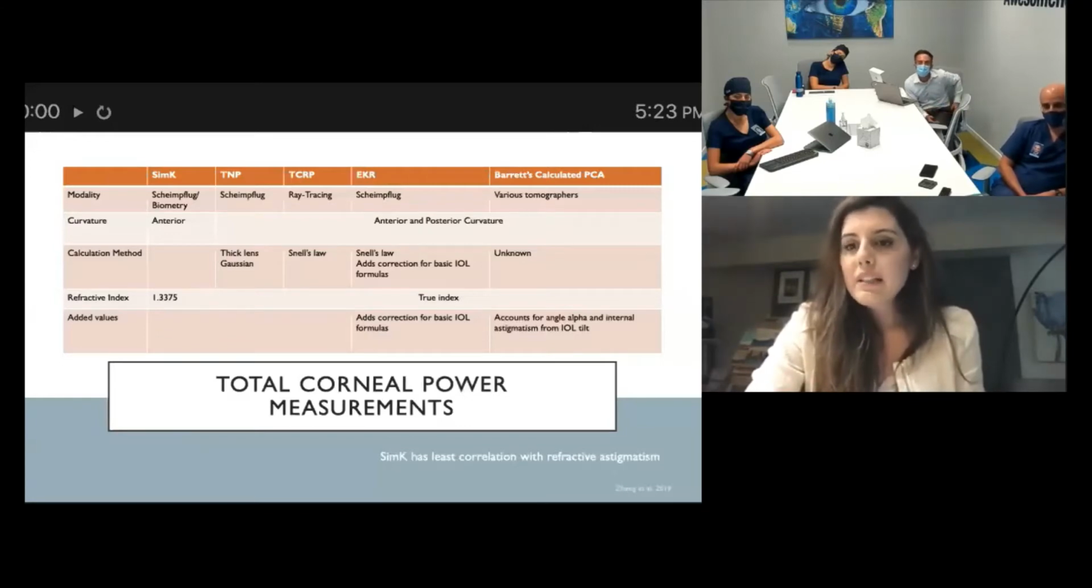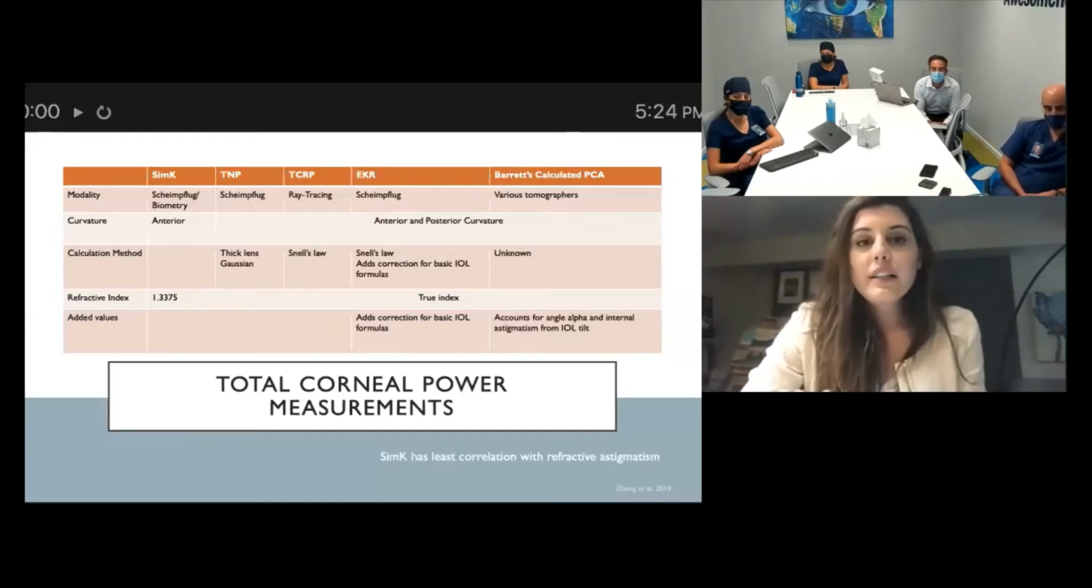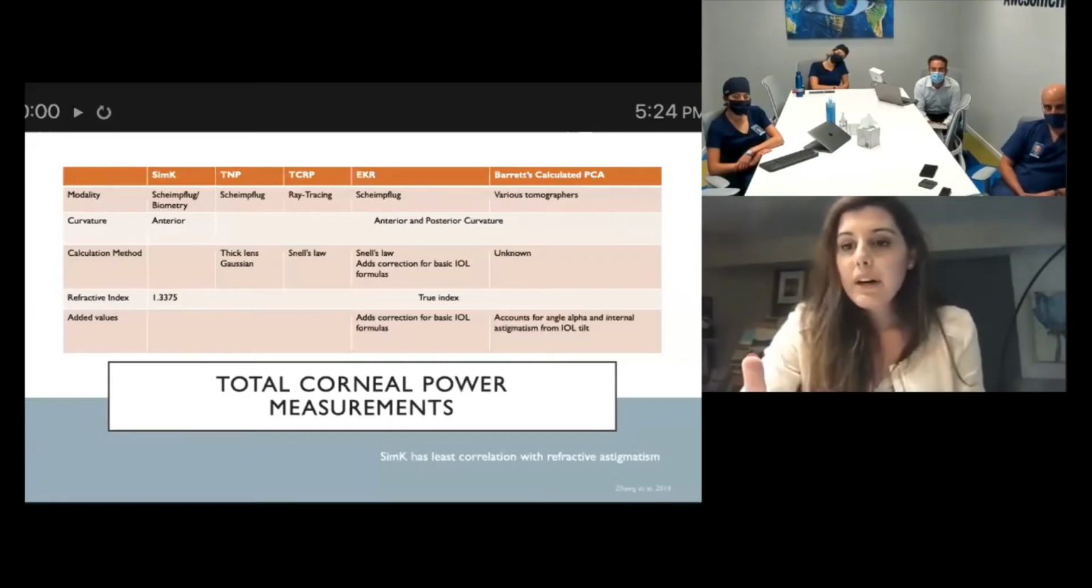So it makes it easy for you to use in the IOL formula, and it's basically using the actual refractive index of the eye based on the posterior and the anterior refractive index. The last one, which we haven't discussed so far, is the Barrett's calculated posterior corneal astigmatism. It's a calculated PCA that is incorporated in the Barrett calculations.